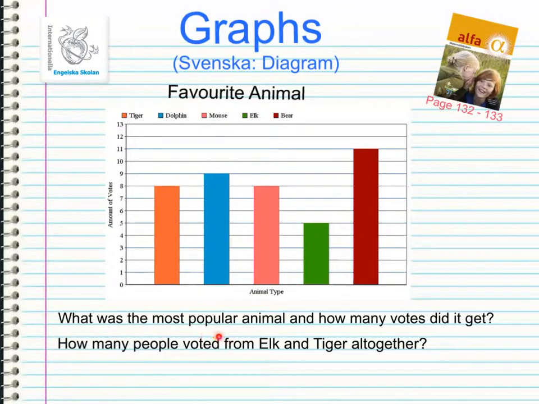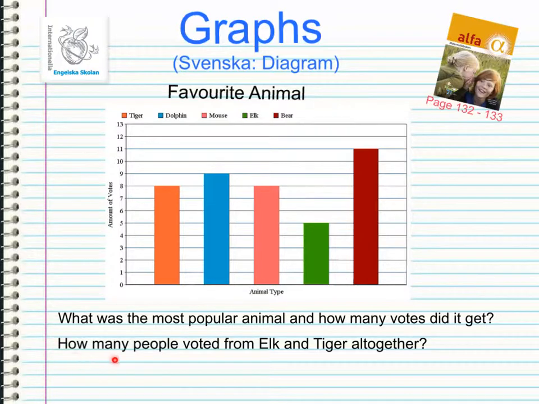What was the most popular animal and how many votes did it get? Well, we can straight away see by looking for the tallest column here that the bear, the brown column, was the most popular. And we can check how many votes it got by tracing it back until we get to the y-axis, and the answer is 11.